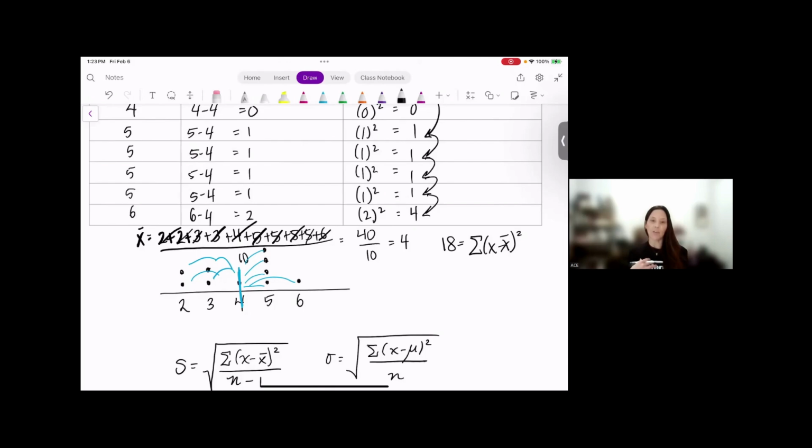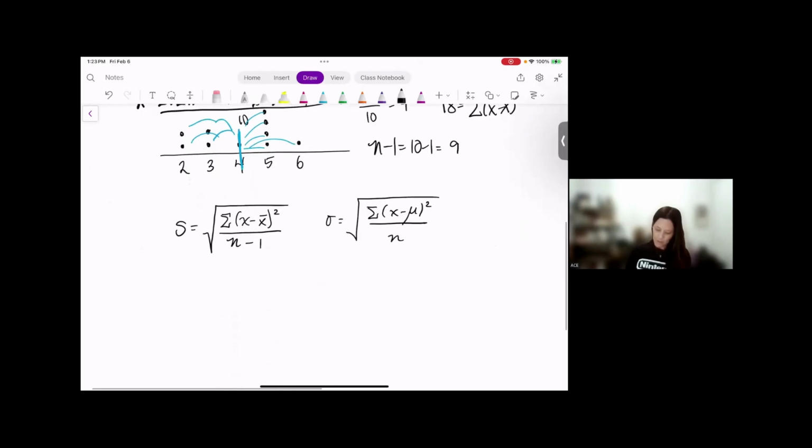Now we're going to divide that by however many there are minus 1. There were 10 values, so n minus 1 is 10 minus 1, which is 9. So the standard deviation of the sample is going to be the square root of that 18 over 9, which is the square root of 2, or roughly 1.414. What that means is each value on average is 1.414 away from the average. So that's saying about right here.